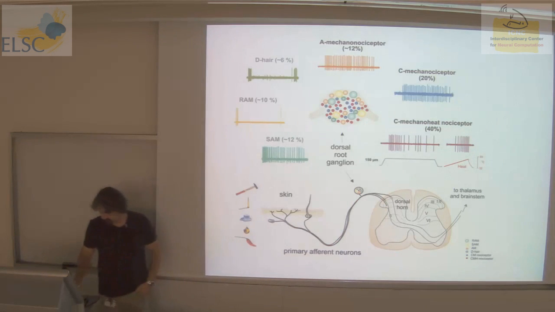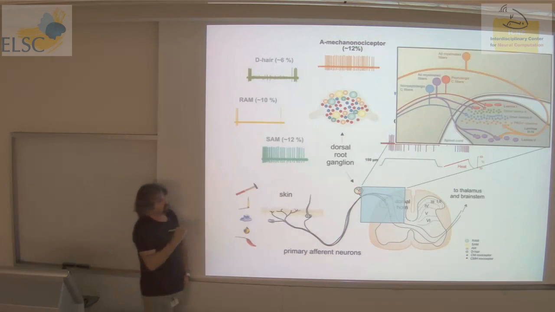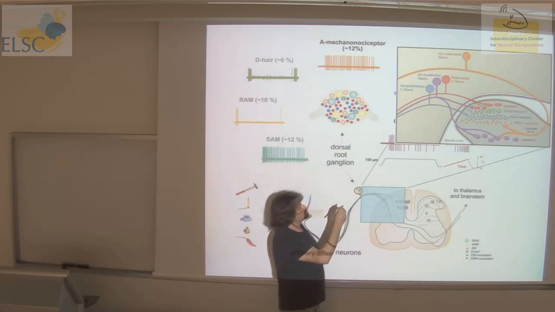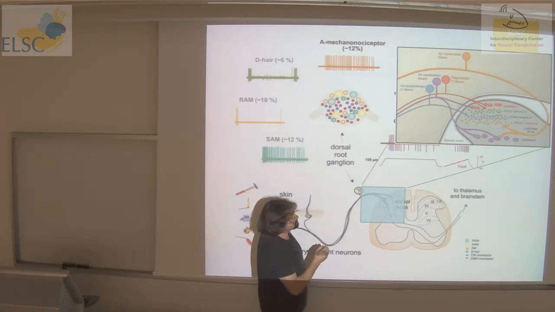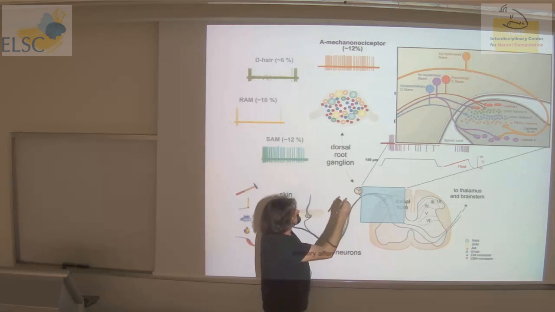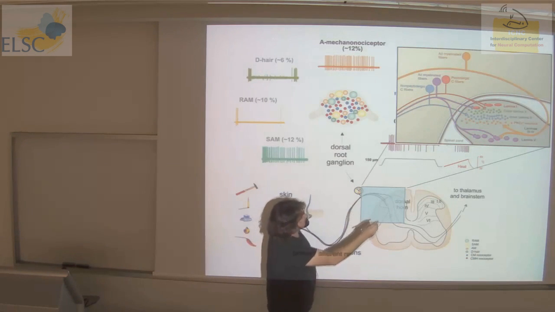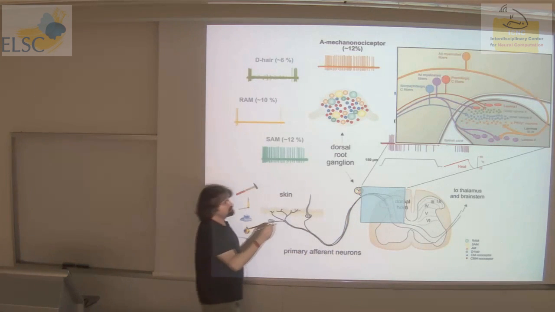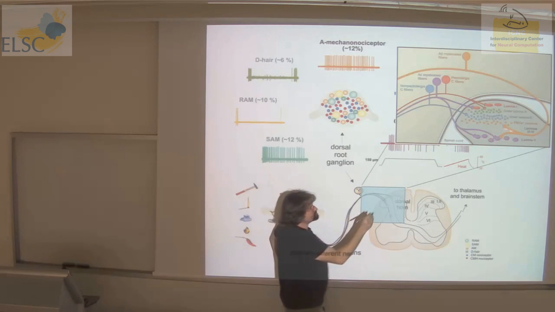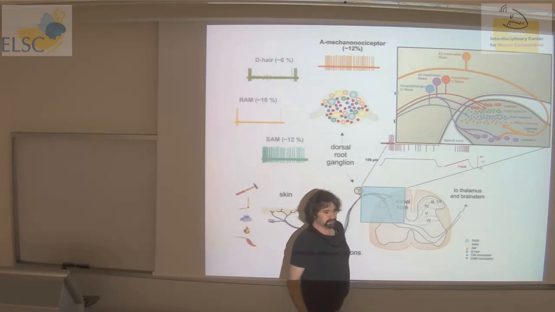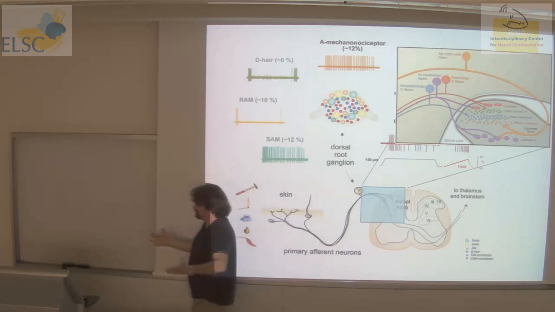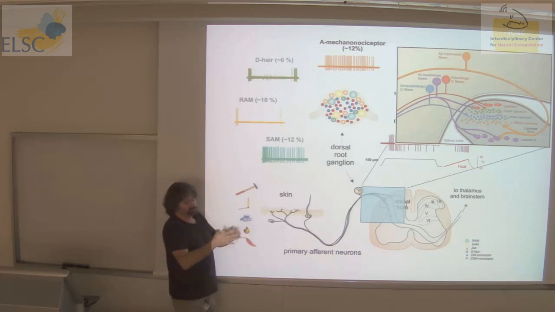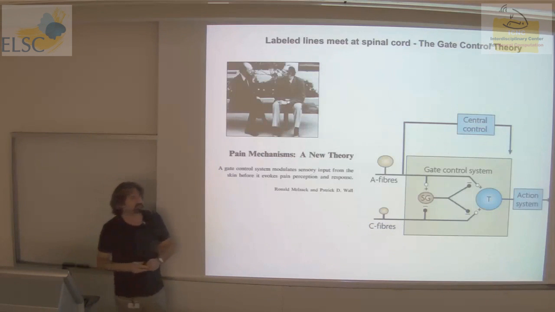In the spinal cord, some of them transmit information to a selective area for pain, the superficial areas of the spinal cord. But some of the pain neurons project to the deeper areas. There they converge on the transmission cells that also receive information from non-painful neurons. Okay, so again, we have the same problem. We have labeled lines that somehow meet and talk at the level of the spinal cord.